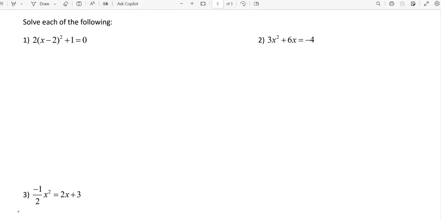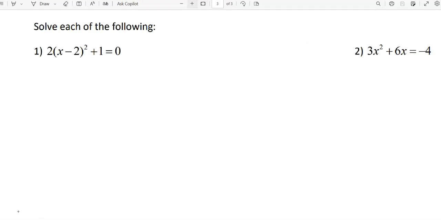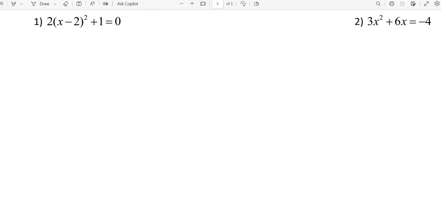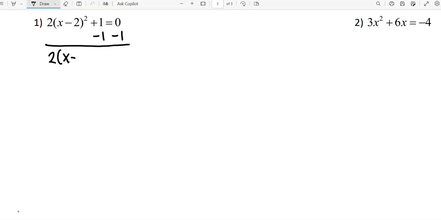So number 1 is in what form? Vertex form. If it's already in vertex form, we can go ahead and start solving by square roots. How do I do that? Subtract 1, good. So I've got 2 times x minus 2 squared is equal to -1. I'm trying to get x minus 2 squared by itself so that I can take the square root of both sides. What do I need to get rid of first? I need to divide by that 2. Yep, so divide by 2. And I get x minus 2 squared is equal to -1 over 2.